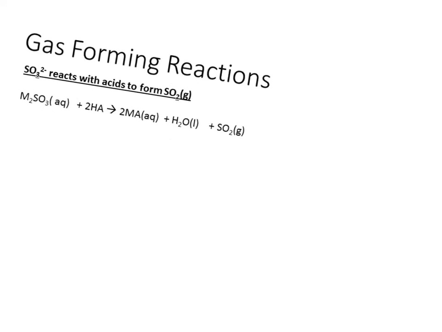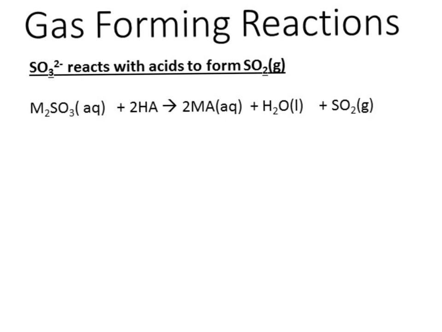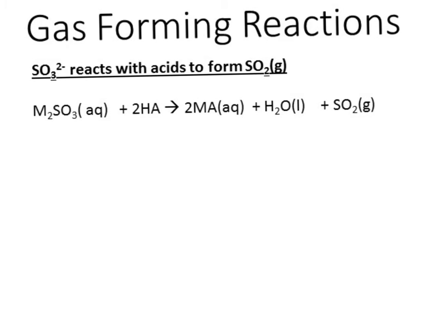Along the same vein is your sulfite reactions. A metal sulfite reacts with an acid to form a salt of the metal and the leftover acid, water, and sulfur dioxide. The two products that are always going to be your water and your sulfur dioxide.